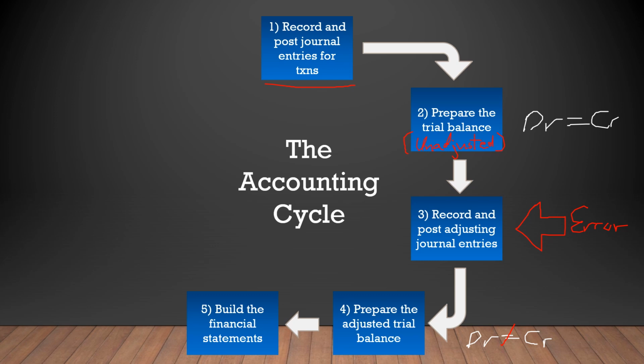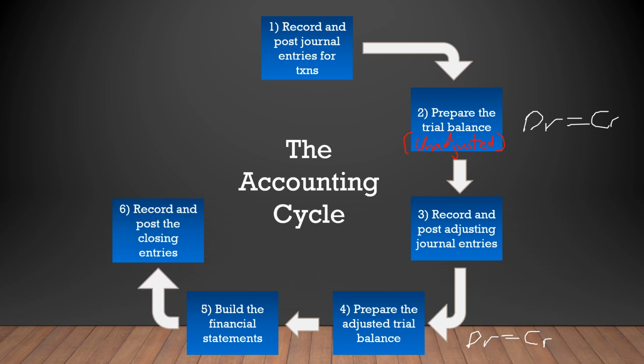Next, we build the financial statements, such as our income statement, the statement of owner's equity, the balance sheet, and eventually the statement of cash flows. After building our financial statements, we record and post our closing entries. These entries will move our revenues and expenses into our owner's equity. We'll talk more about these entries momentarily.